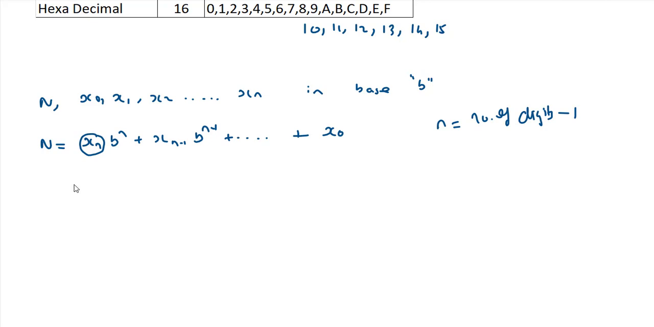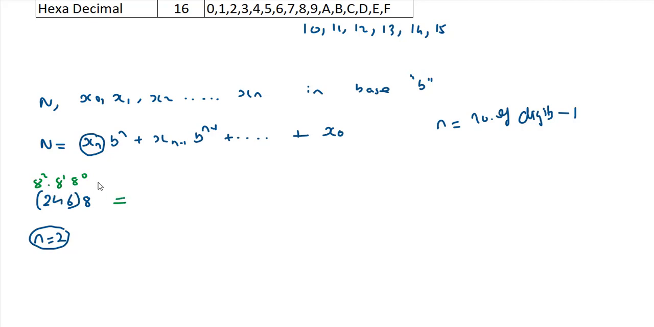So let us take an example and understand how to apply this formula. Let us consider this number in base 8, 246 in base 8. If you want to find the decimal equivalent of this number, we first have to find the value of n. The number of digits is 3, so the value of n will be equal to 2. Now we will simply multiply each of these digits by successive powers of 8 starting from 8 square. The first digit will be multiplied by 8 square, then the next digit by 8 raised to 1, and the last digit by 8 raised to 0, and then we will add them up.